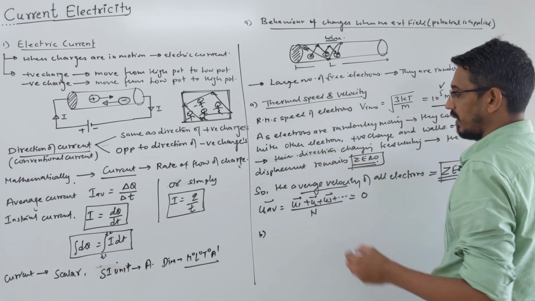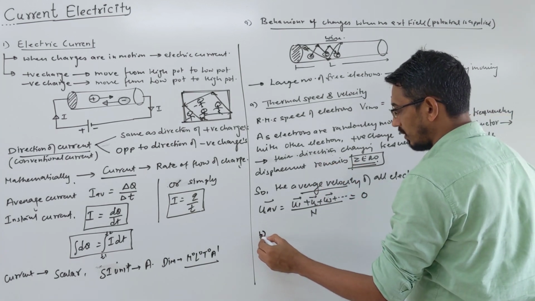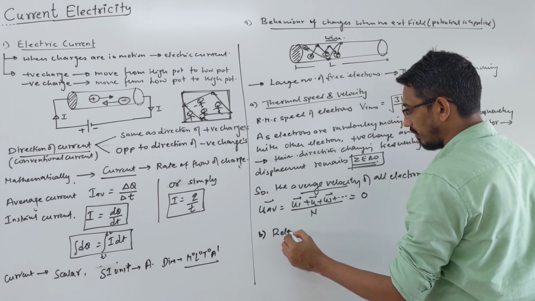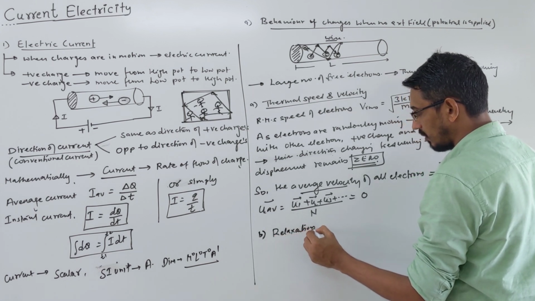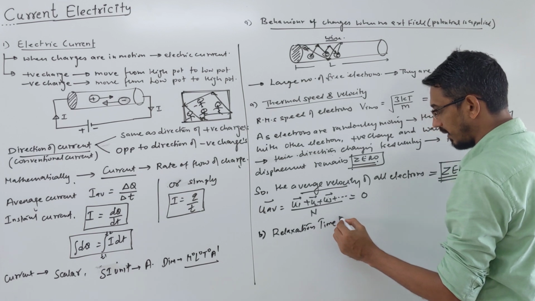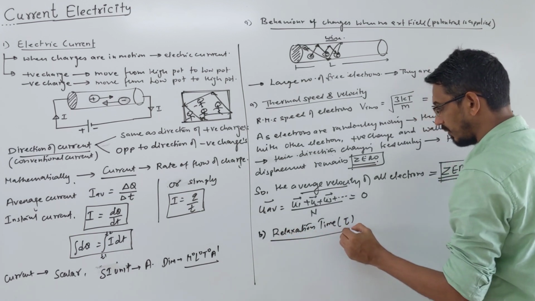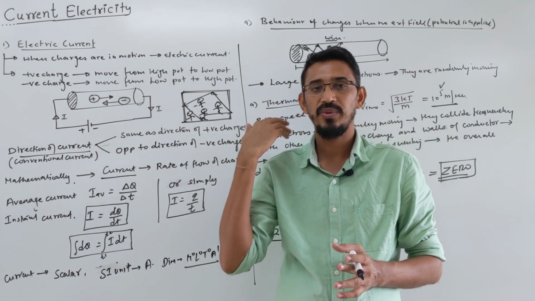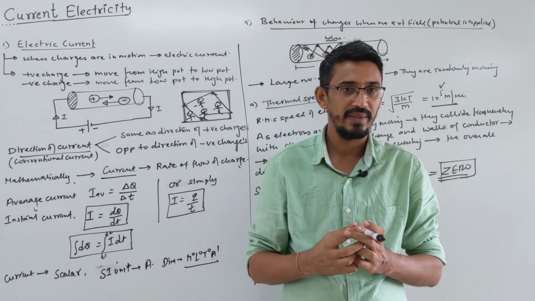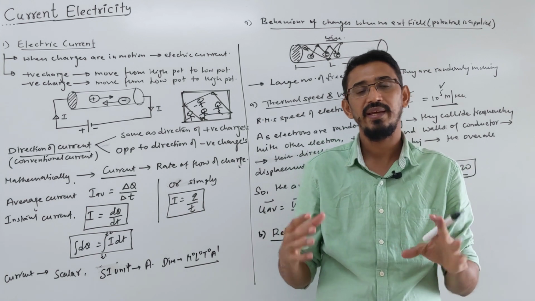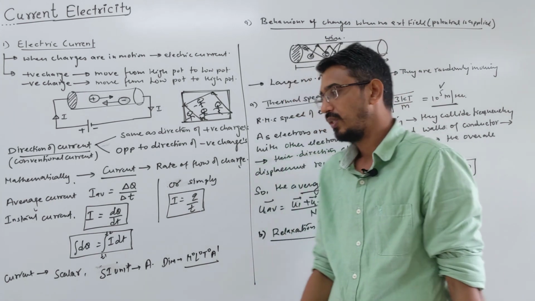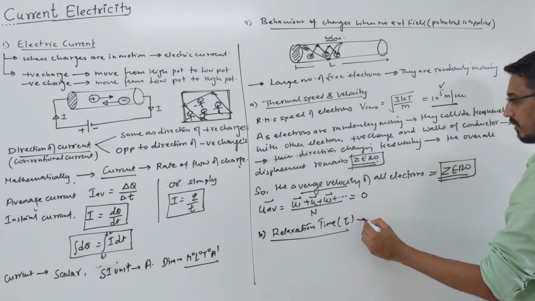Some other terms they talk about here. One is called relaxation time, tau symbol. Okay, so I said these electrons are moving at very high speed, and they are frequently colliding. So how much time do they take? The average time between two collisions, that's called what? Relaxation time. Okay, so how do they define relaxation time?